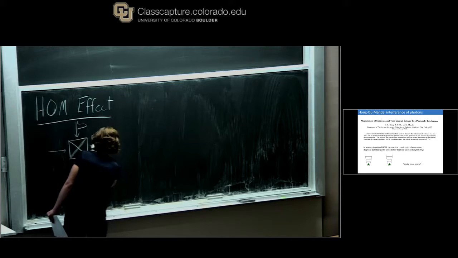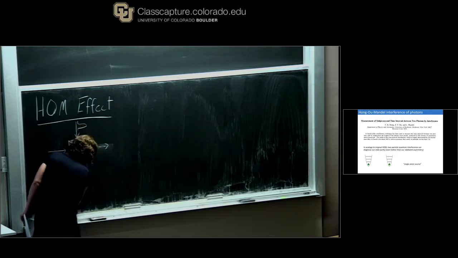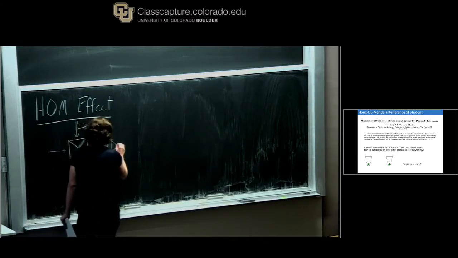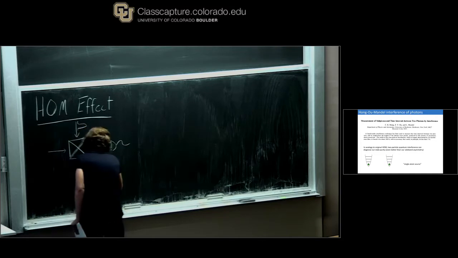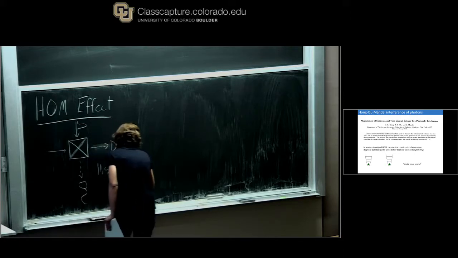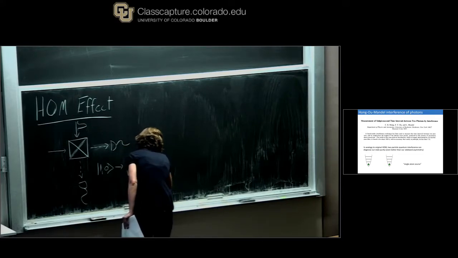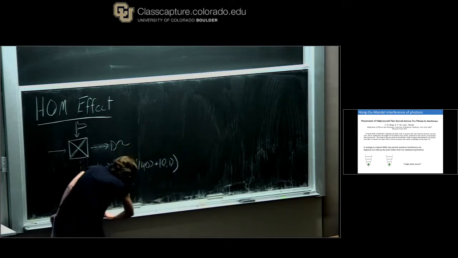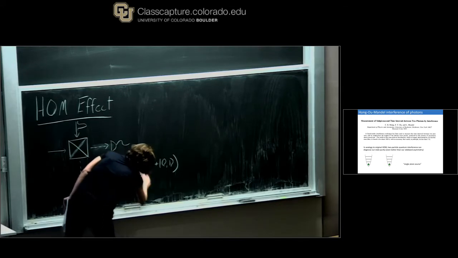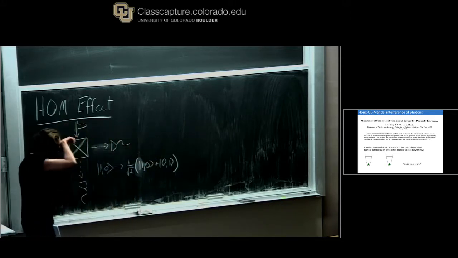Let me draw my output ports slightly differently here. I'm going to get something out, and ultimately I'm going to detect it on photon detectors, which I'll draw here. If I put one photon into one port, then my input state I would write as 1, 0. And that is going to go to a superposition state of 1, 0 plus 0, 1.